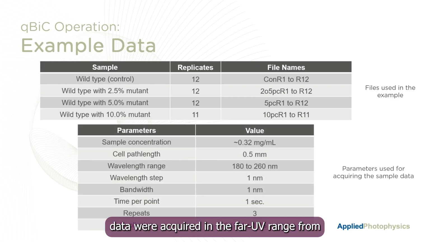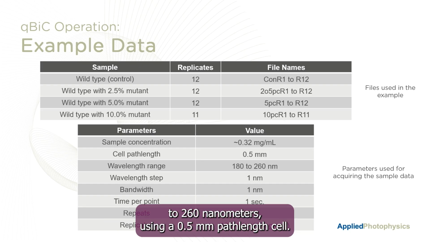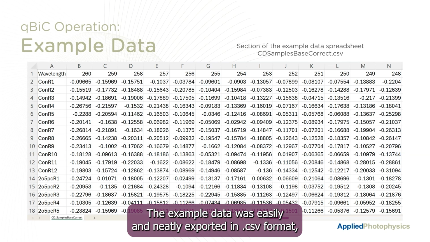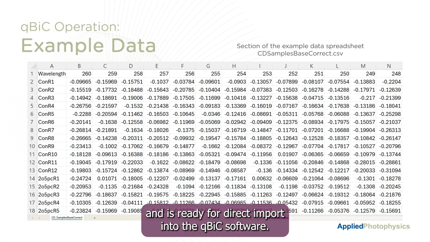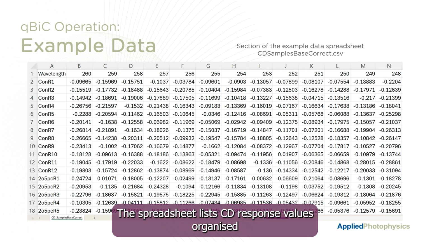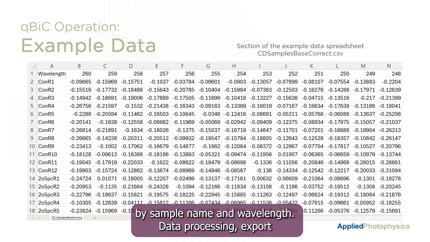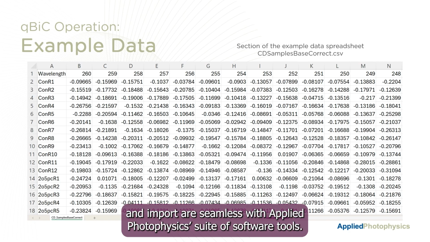Data were acquired in the far UV range from 180 nanometers to 260 nanometers using a 0.5 millimeter path length cell. The example data was easily and neatly exported in .csv format, a portion of which is shown here, and is ready for direct import into the qBiC software. The spreadsheet lists CD response values organized by sample name and wavelength. Data processing, export, and import are seamless with Applied Photophysics suite of software tools.